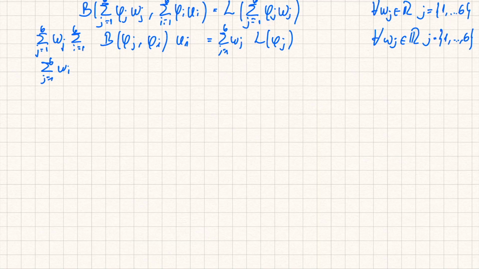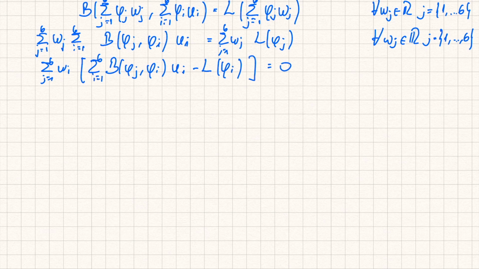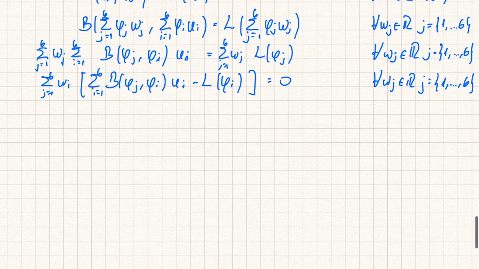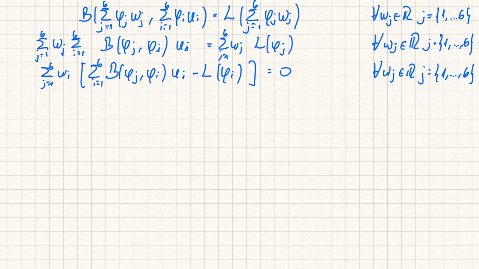And now we're going to group terms to the left-hand side. We have minus L phi of I. This whole thing is going to be equal to 0. And again, this is valid for all wj in R, J is equal to 1 to 6. And now if you see, because this expression here has to be valid for all coefficients, right?